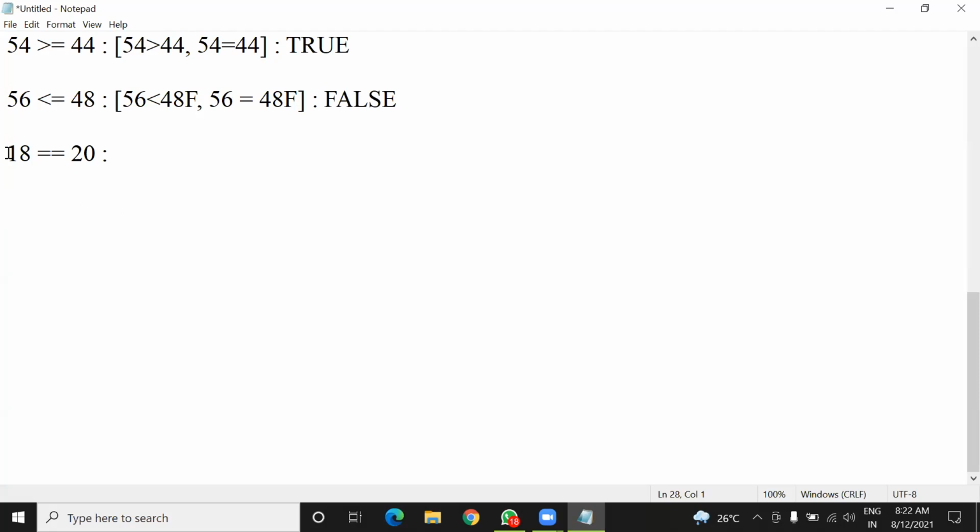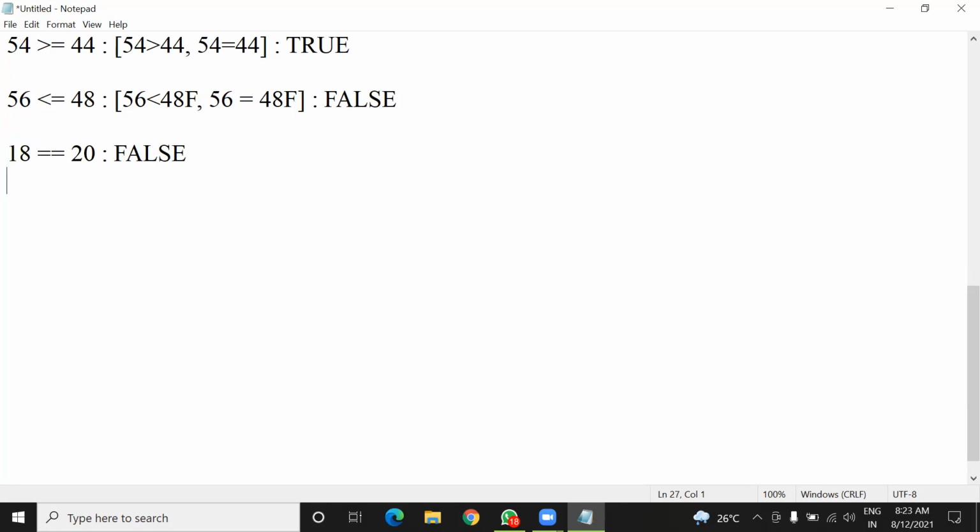Now this double equals to checks whether the two operands are equal or not. If both are equal, then it will result true. If both are not equal, then it will result false. So what will be the result in this case? False. It will be false, because here I have written 18 equals to 20. These two operands are not equal. That is why it is false.